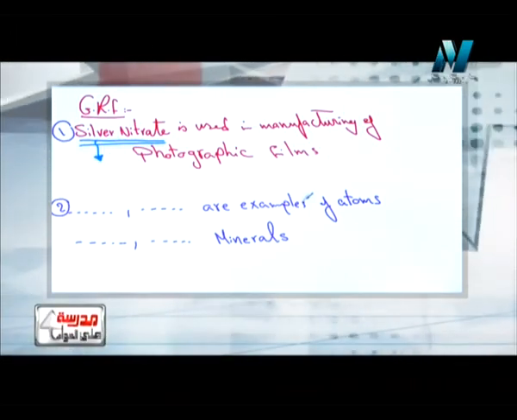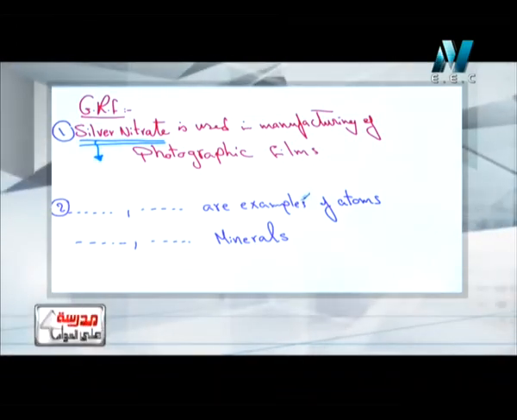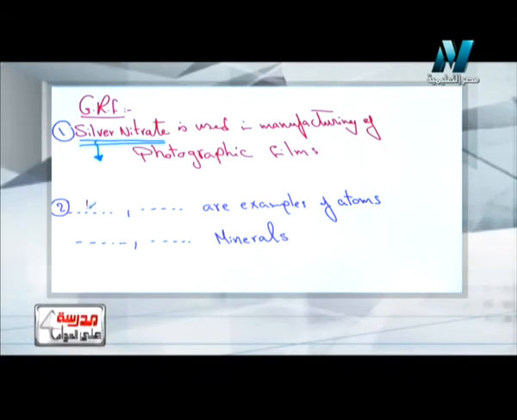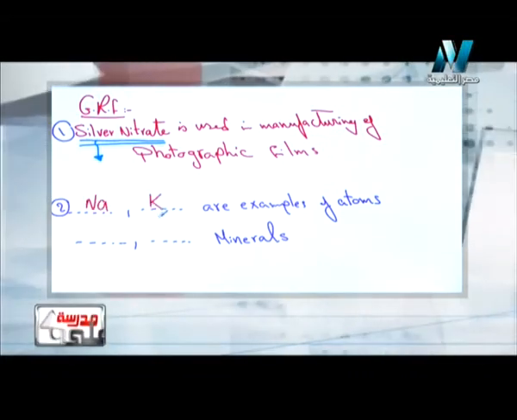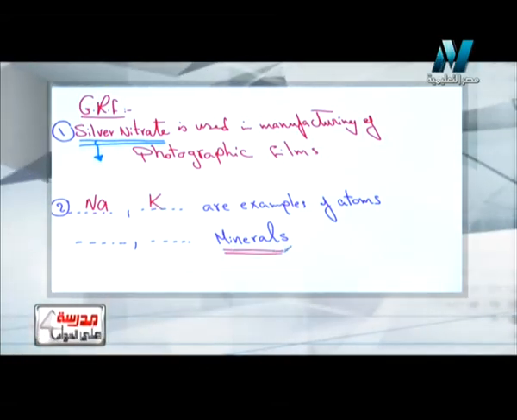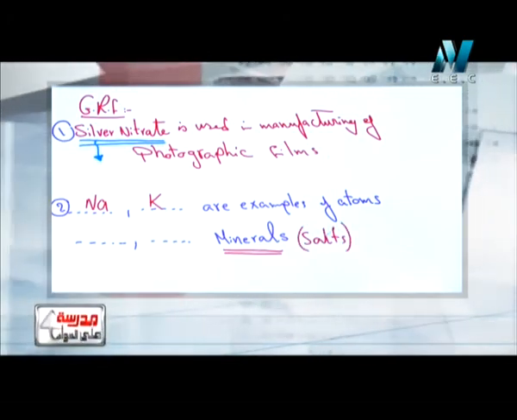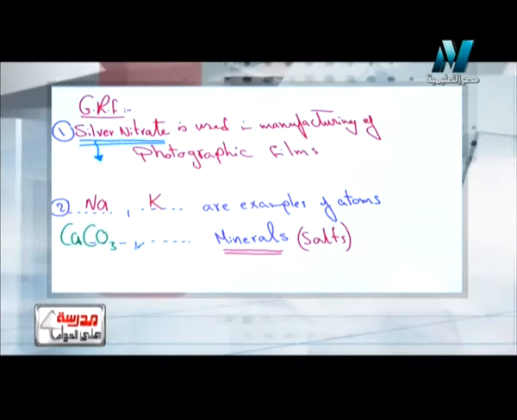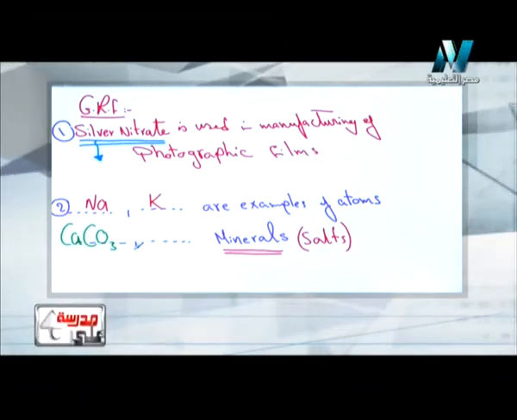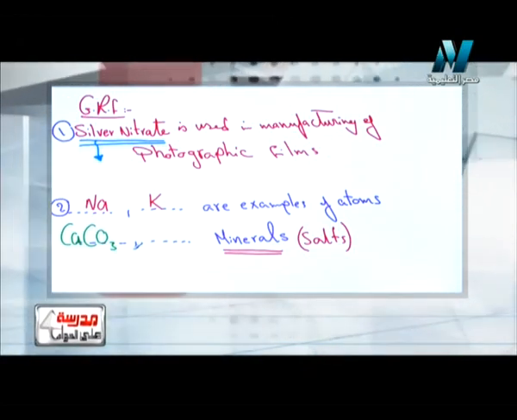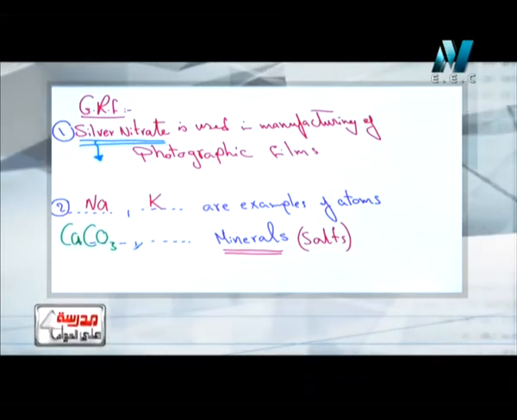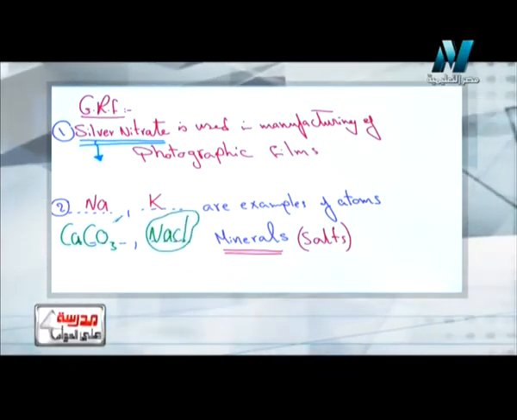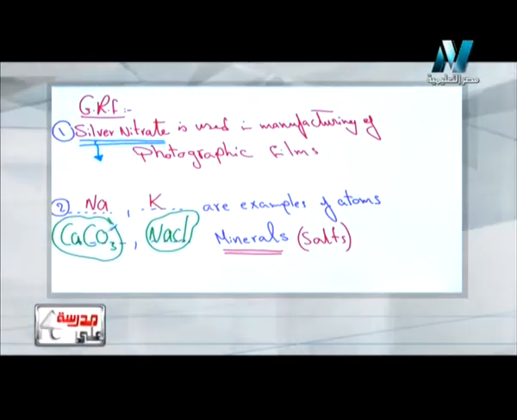Here we have examples of atoms. We can call many examples of atoms. We can say, for example, sodium atom, potassium atom, but here we should write minerals, meaning minerals as salts. We can say, for example, calcium carbonate as an example of salt, and we will know today that calcium carbonate is used in manufacturing of formations. And we can say sodium chloride. Sodium chloride is used in salting and preservation of food. So we can write many examples of minerals.